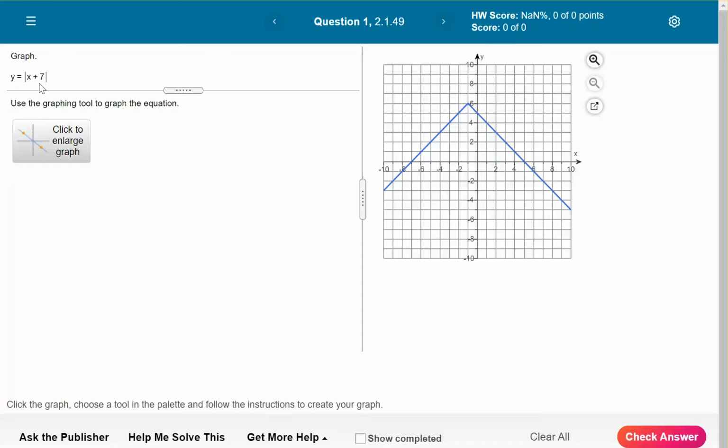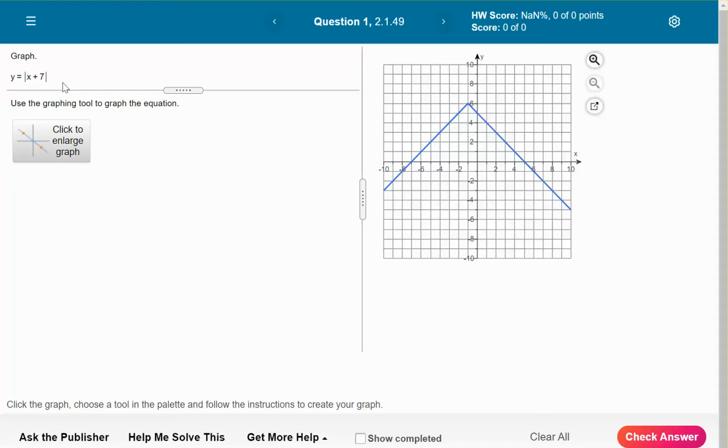In fact, what I really want to know is where's the bottom of the V or the top of the V? In this case, it's the bottom of the V. Absolute value functions have a V shape. And so notice if I put in negative 7 for X, I'll be finding the absolute value of negative 7 plus 7. The absolute value of 0 is 0. And that's the smallest Y can ever be.